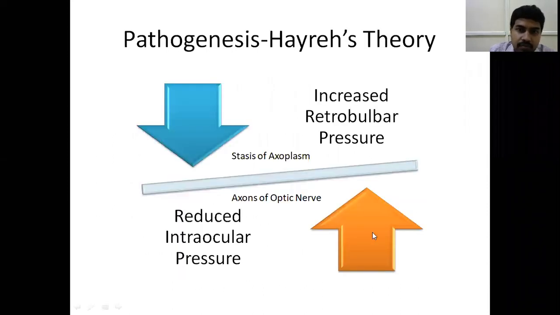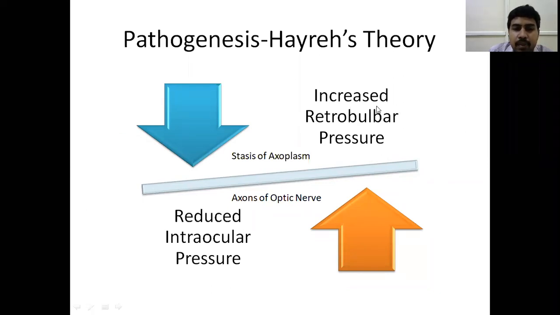Now the pathogenesis: Hayreh's theory. In that, suppose this is an axon of the optic nerve, there is a stasis of the axoplasm because of increased retrobulbar pressure. Suppose behind the eyeball in the retrobulbar space, there is some tumor pressing on the optic nerve. So the axoplasm is unable to pass. Suppose this is the optic nerve head, this is the intraorbital part. The axoplasm usually flows freely. Suppose here there is some pressure over the optic nerve. The axoplasm doesn't go past here. It remains in stasis here, so it leads to edema of the disc.